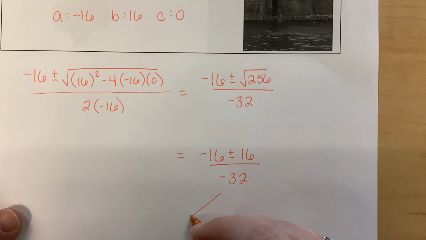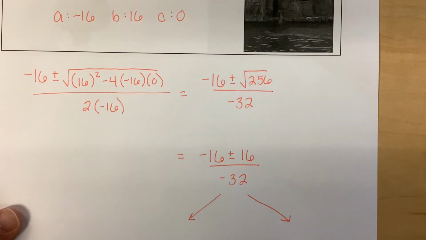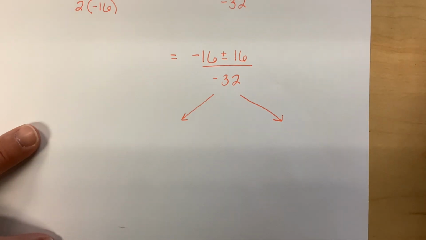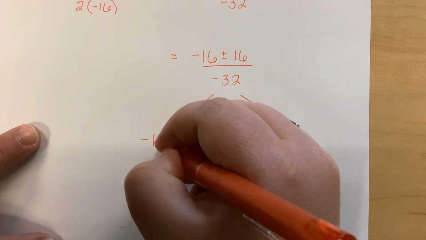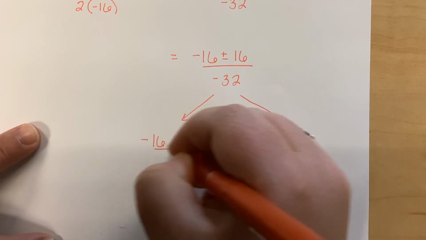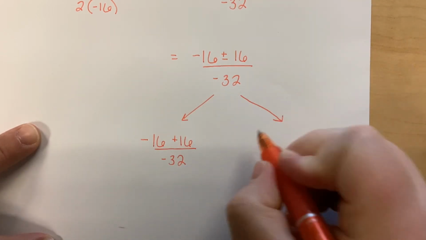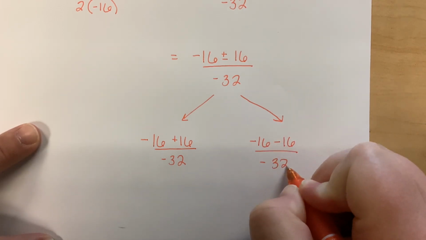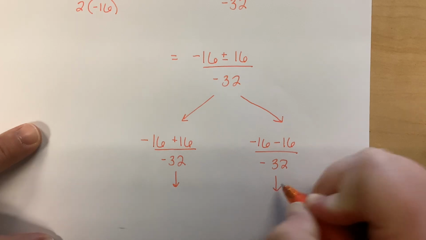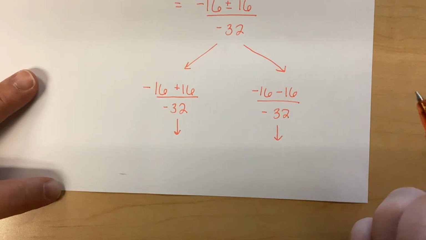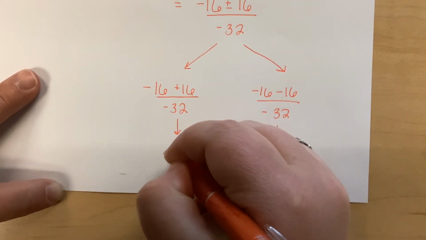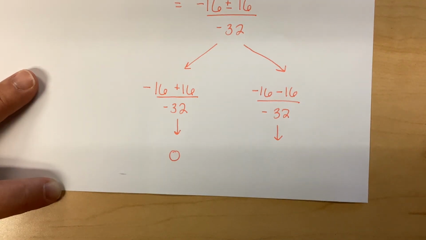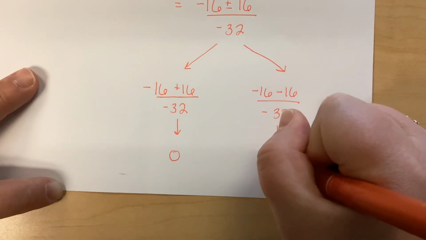And I'm going to split this into two problems to get my two solutions, and then we will decide from there whether to keep them both or if one of them makes more sense than the other. So over here I'm going to have negative 16 plus 16 over negative 32. And over here I'm going to have negative 16 minus 16 over negative 32. All right, so this first one, negative 16 plus 16 is 0. So 0 divided by negative 32 is 0. And then over here, negative 16 minus 16 is negative 32 divided by negative 32 is 1.